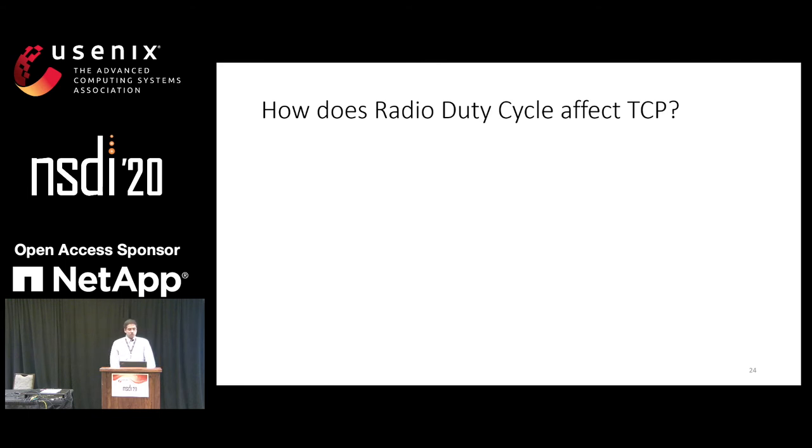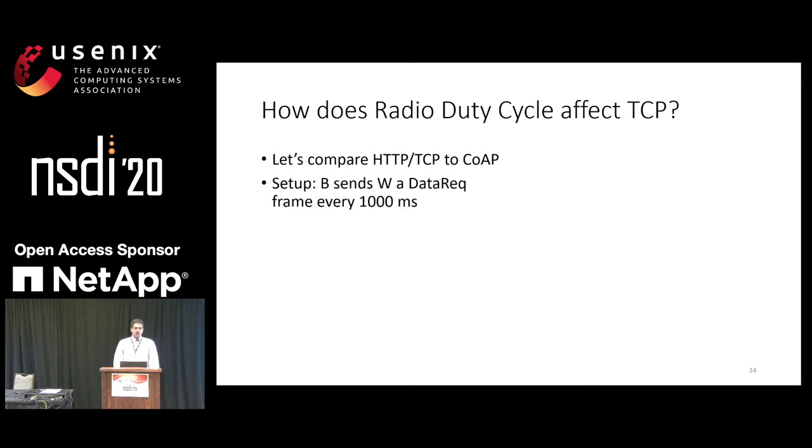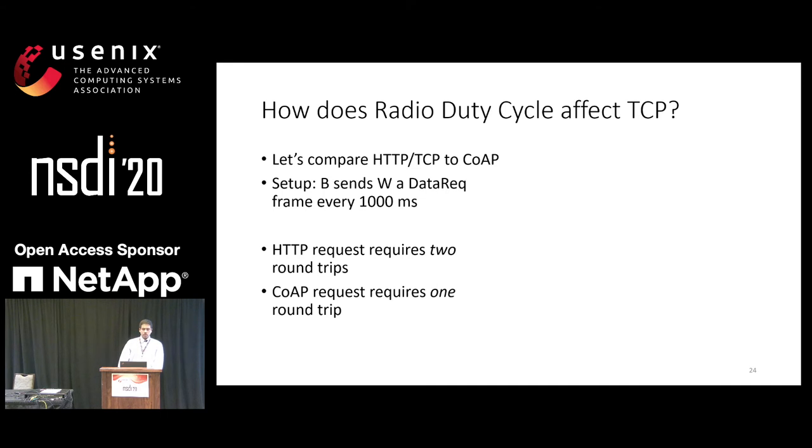Right, and to do that, we compared HTTP over TCP to CoAP. And CoAP is a specialized REST protocol for low-power devices that operates over UDP. And our setup was that in the idle case, B will send W a data request frame every 1,000 milliseconds, so once every second, which will keep it at a pretty low duty cycle. The key difference between HTTP and CoAP is that HTTP requires two round trips, one to set up a TCP session and then one to actually send the request and response, whereas CoAP only requires one round trip.